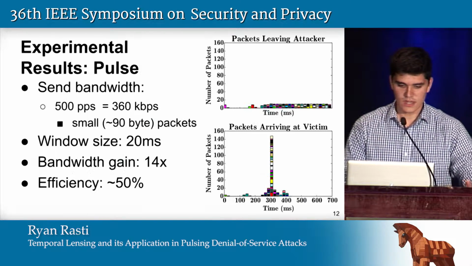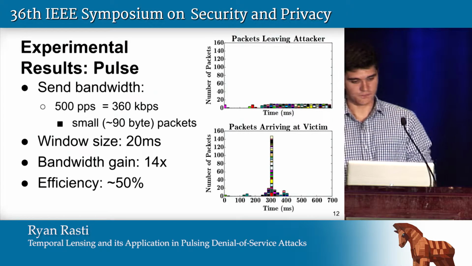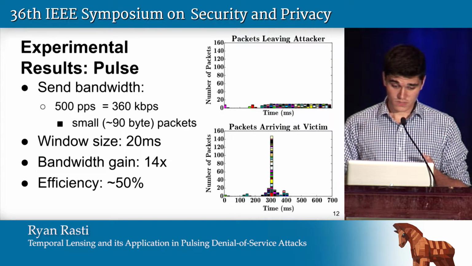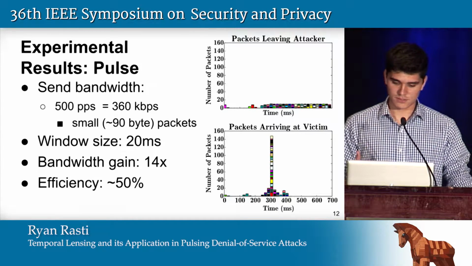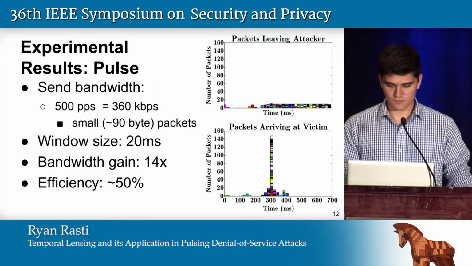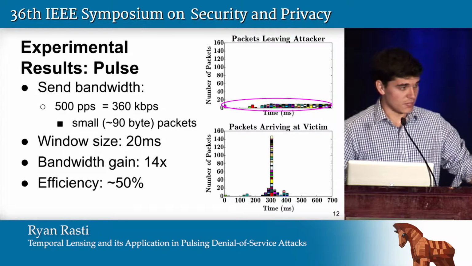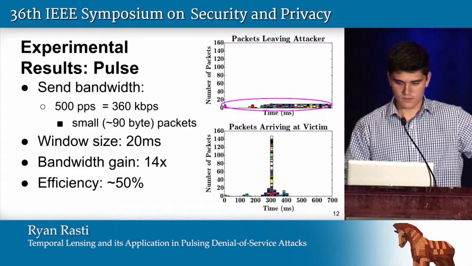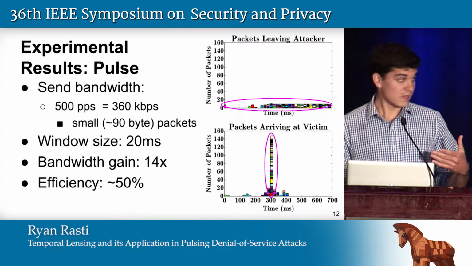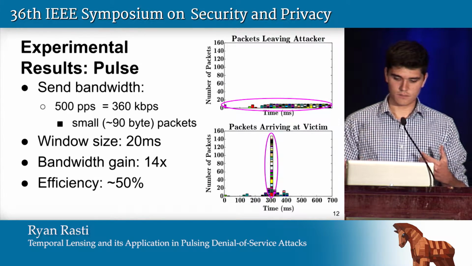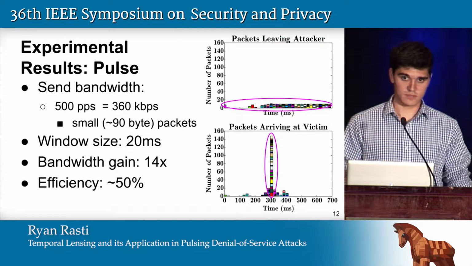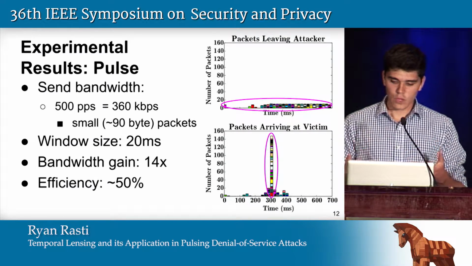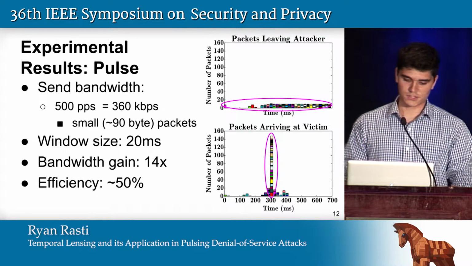To illustrate this with an actual example, this is an actual pulse that we did targeting the Amazon victim. The first thing to note here is the top graph, which is the sending traffic from the attacker. On the bottom, we have the arrival packets at the victim. You'll notice that we can actually use lensing to create pulses.